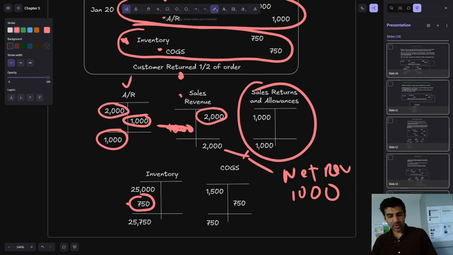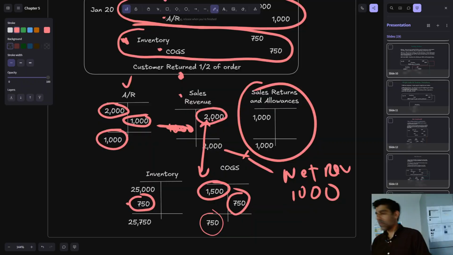And the cost of goods sold, this was the original. So our original profit or kind of transaction was 2,000 revenue, 1,500 cost of goods sold. Half of this cost of goods sold is coming back. So now we have the correct $1,000 of revenue and the 750 of cost of goods sold. Okay, everyone good with this?